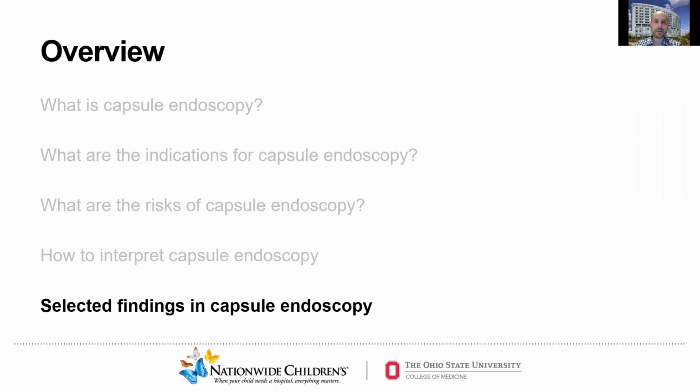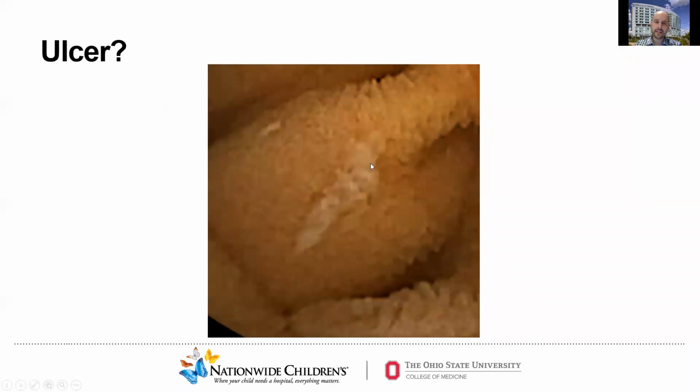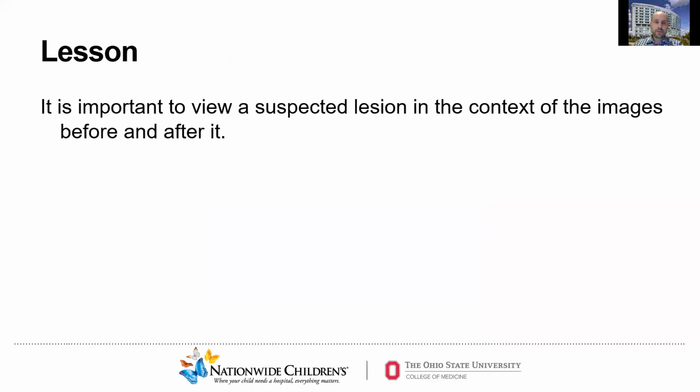Now we will look at some select findings in capsule endoscopy. So here is an image of the small bowel that one might think contains an ulcer. And I will enlarge this area over here that is denoted by the arrow. It looks like an indented or eroded region with some erythema around it. However, when one looks at the images before and after this image, one notes that that is not an ulcer, but rather passing debris, or debris that's passing through the GI tract, and it's not fixed in one place. So an important lesson is that one should view a suspected lesion in the context of the images that come before and after it.